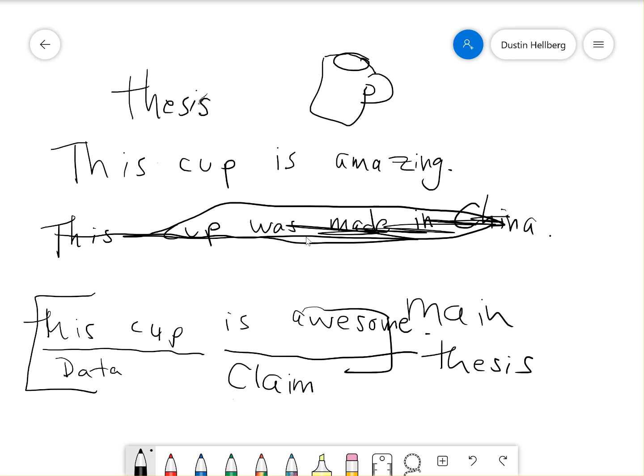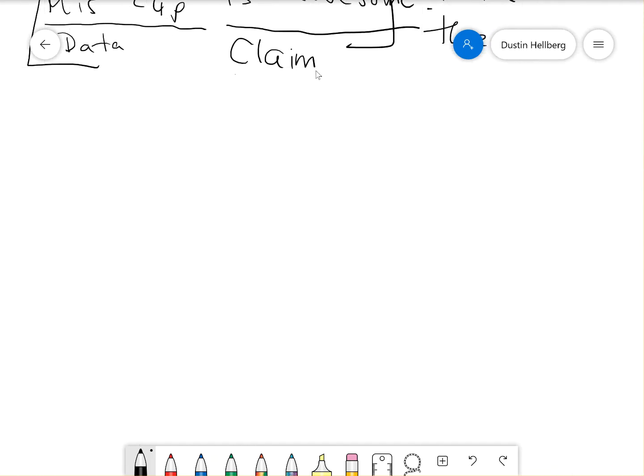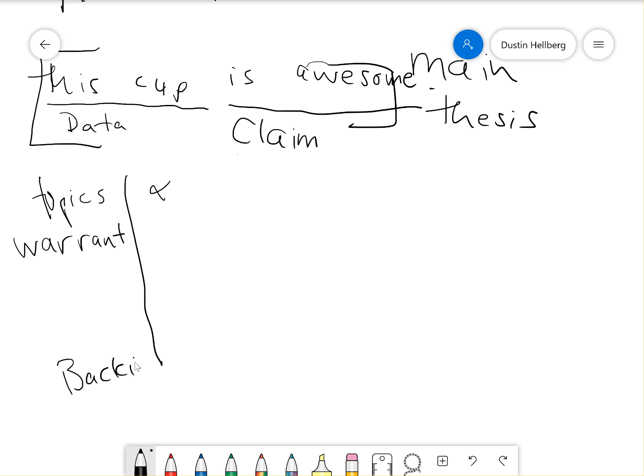Now, let's say, for example, that this is your thesis statement, and you are dead set, you are really convinced this cup is awesome. You show it to your friend, and your friend says, you know what, I don't believe you. Why do you think this? Who on earth would think that cup is awesome? Well, what you are now going to have to do is generate a set of what we call topics. Topics come in two basic flavors. There are the warrant topics, and then there are backing topics.